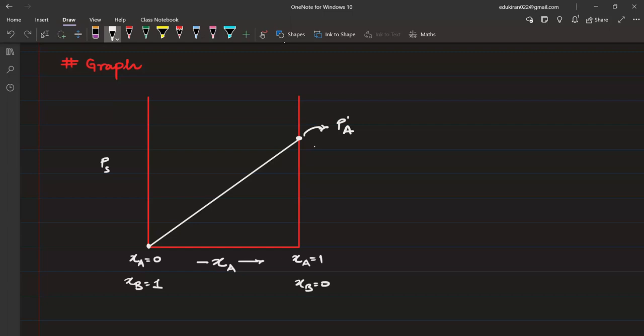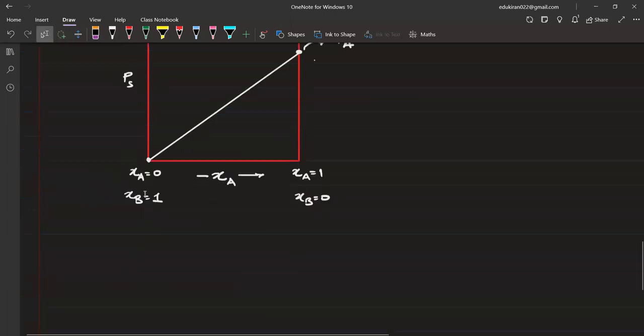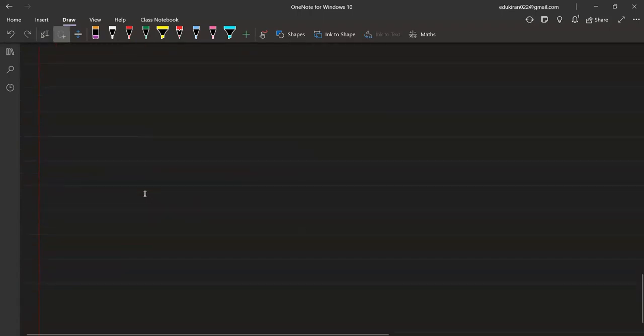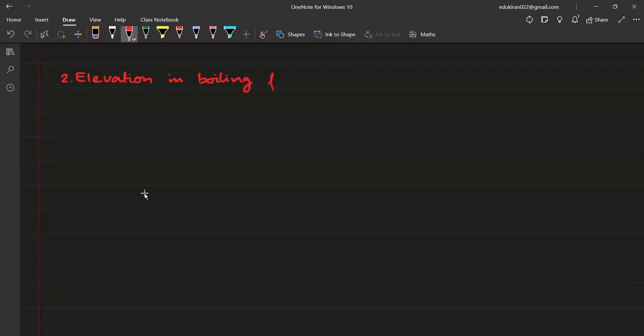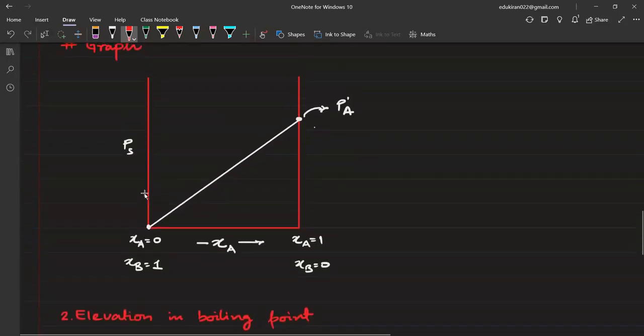I hope you have made this graph. Moving on, please see. Second is elevation in boiling point. Sir, can you show the graph? Yes, sir. Thank you.